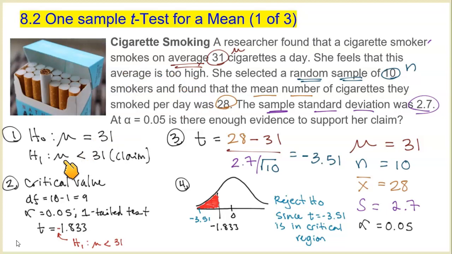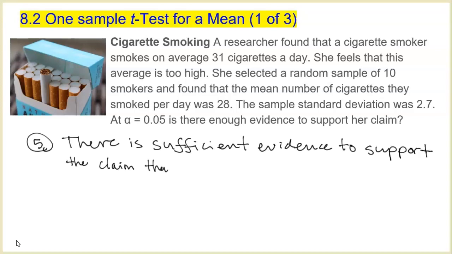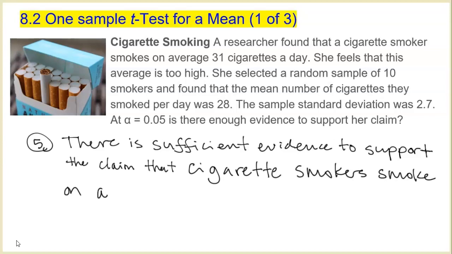So by default, we said that the average was less than 31. And since we are rejecting the null hypothesis, which says there's no difference in the averages, there is evidence to support the claim. So when we do our little summary, there is sufficient evidence to support the claim that the average number of cigarettes that a smoker smokes per day is 31, or is less than 31.